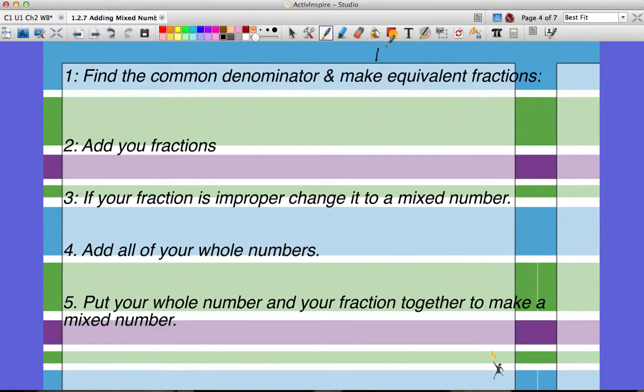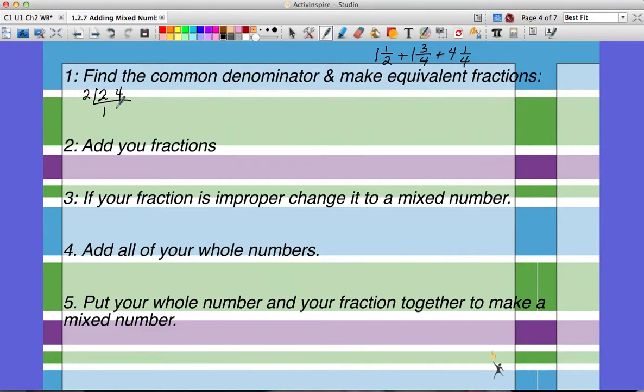So in this case, we have 1 1/2 plus 1 3/4 plus 4 1/4. So the first thing that we have to do is find a common denominator and use that to make equivalent fractions. Now I'm going to put 2, and I'm only going to do 2 and 4. I don't have to use both 4s because since they're the same number, we don't have to put 2 of them in there. 2 and 4 can both be divided by 2.